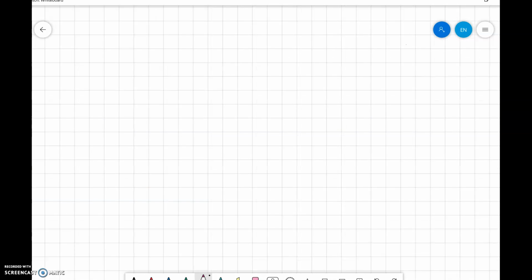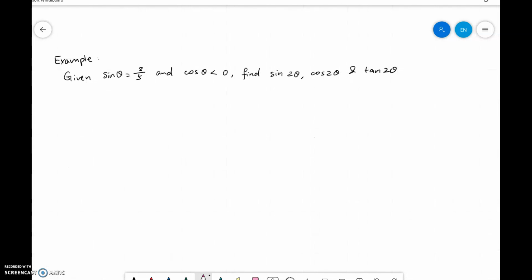So the example we have is, we know sine theta is equal to 2 over 5. And we also know that cosine theta is less than 0. We want to find the sine of 2 theta, cosine of 2 theta, and tangent of 2 theta.